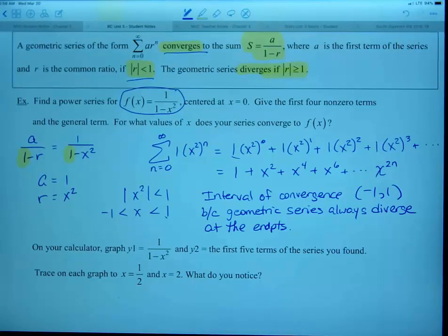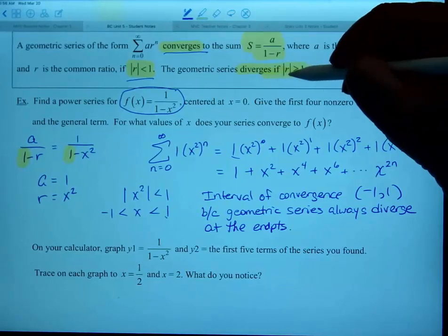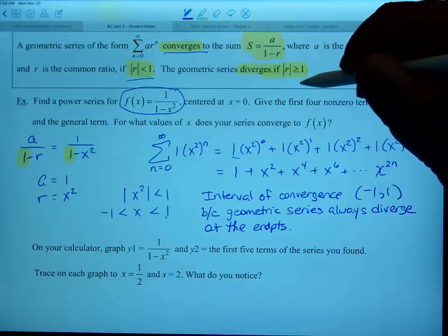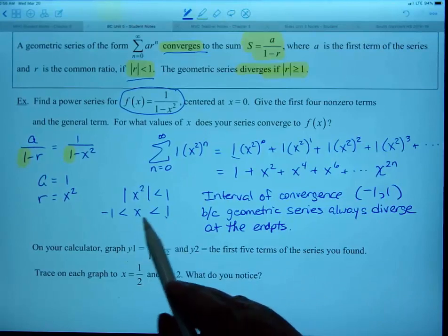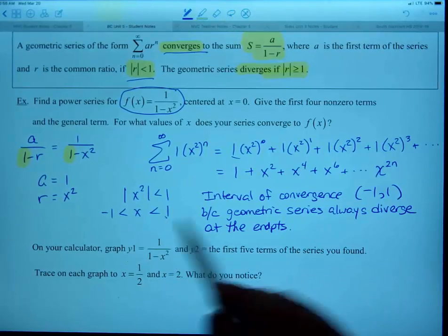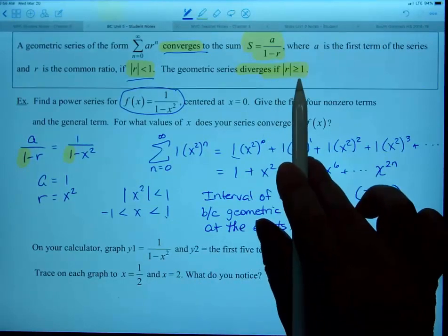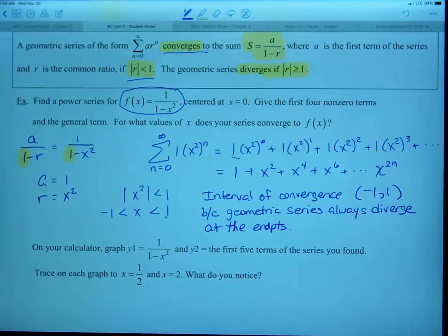Why does it always diverge at endpoints? Because up here it says it diverges when the absolute value of r is greater than or equal to 1. The equal to is on this one. Equal to means the endpoints. So, could it equal 1 and converge? No, because it says here it diverges if it's greater than or equal to 1. It's always going to diverge at the endpoints.